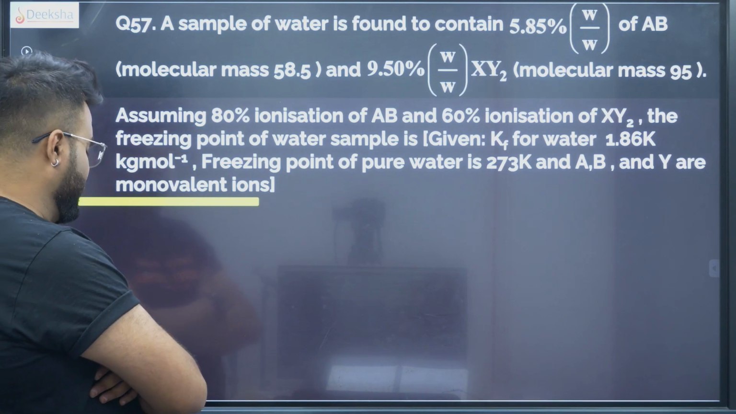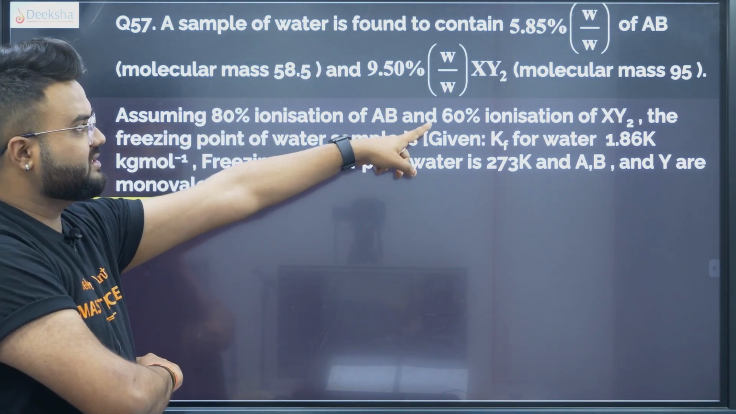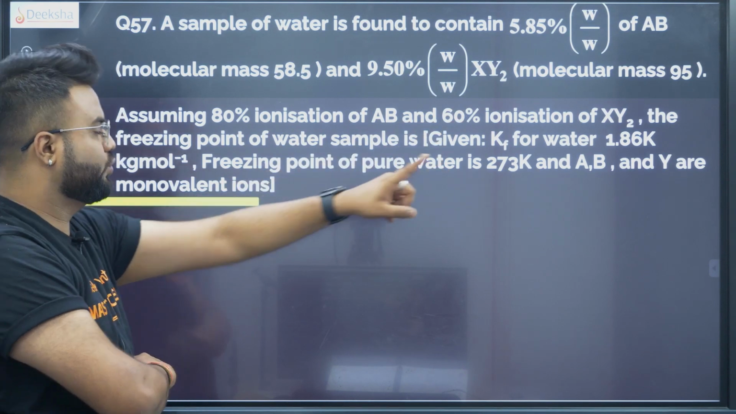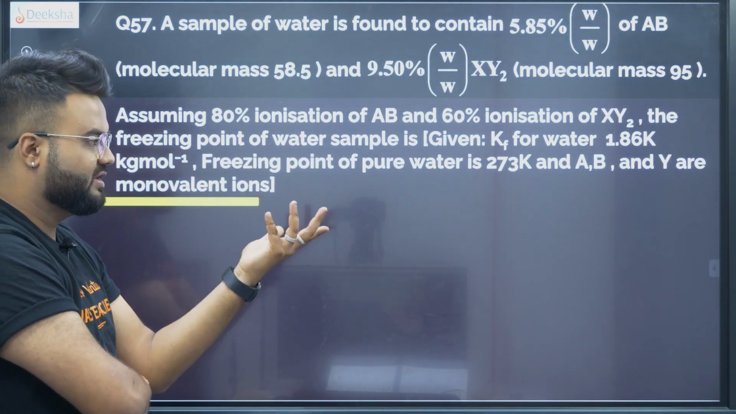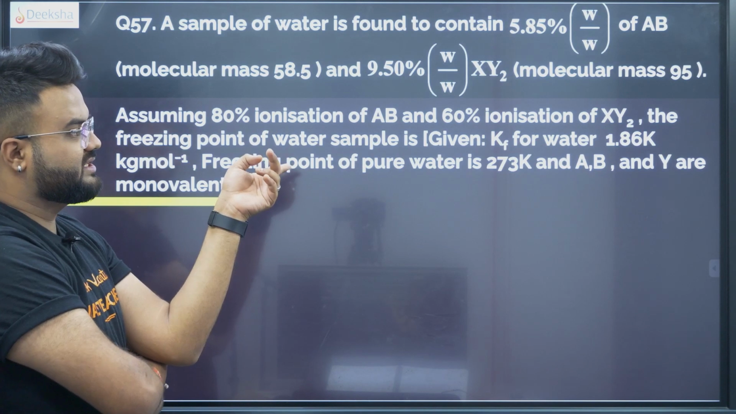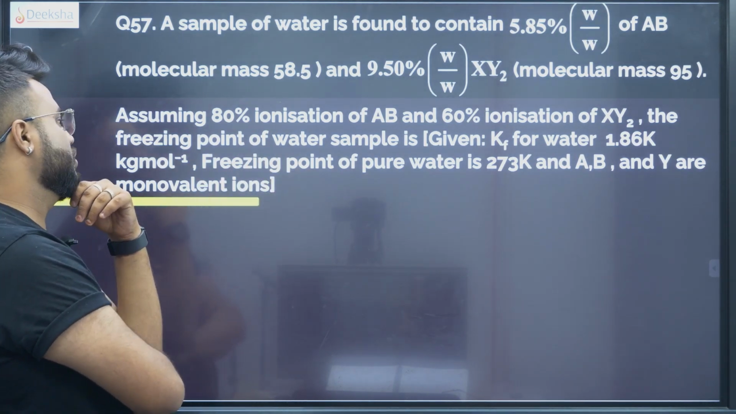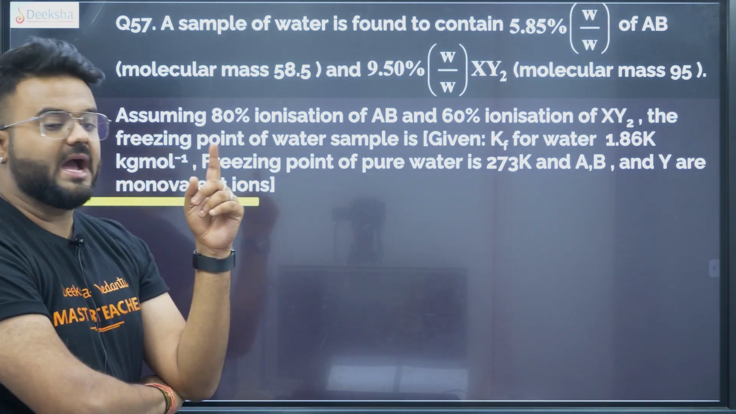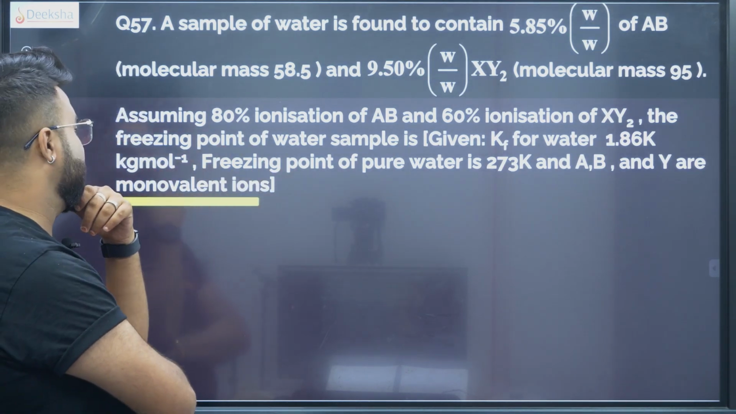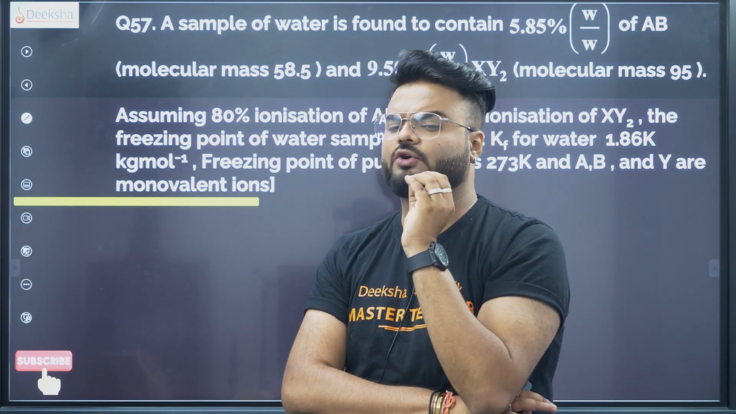Assuming 80% ionization of AB and 60% ionization of XY2, the freezing point of the water sample is dash. Given that the freezing point constant of water is 1.86 Kelvin kilogram per mole, the freezing point of pure water is 273 Kelvin, and AB and Y are monovalent ions. They have given everything. It is a direct question.